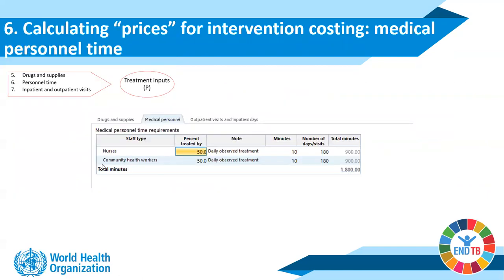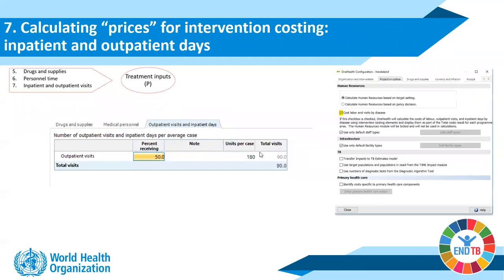Medical personnel time is the second tab. You can designate the % of clients treated by different staff types, the number of minutes that are spent in each visit, and the number of days or visits. Finally, the user can specify the number of outpatient visits or inpatient days for each intervention, and these will be used to calculate a cost if you've selected disease-specific costing. If you have not, they're still used to generate an estimate of the resource requirement, either bed days or outpatient visits.